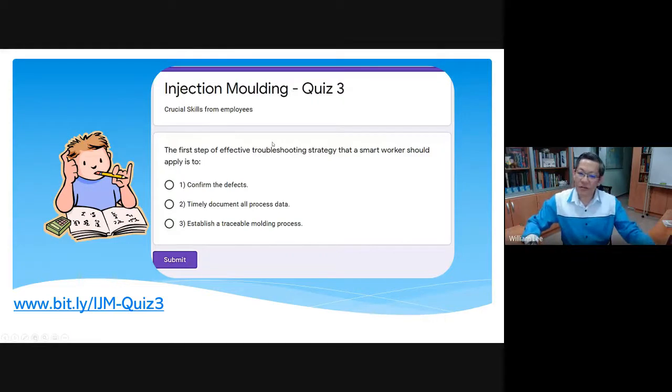So the effective steps, I would say: the first step is to establish a standard traceable process. Then you have to record the data. Later you confirm the defect. If a defect happens, you have to investigate it. After you investigate, you compare with the data from the earlier run. Then you revert to the original data. After that, you run again and record down the data. Then you reconfirm, and then you have to document. Documentation is very important, so that you have to be aware.